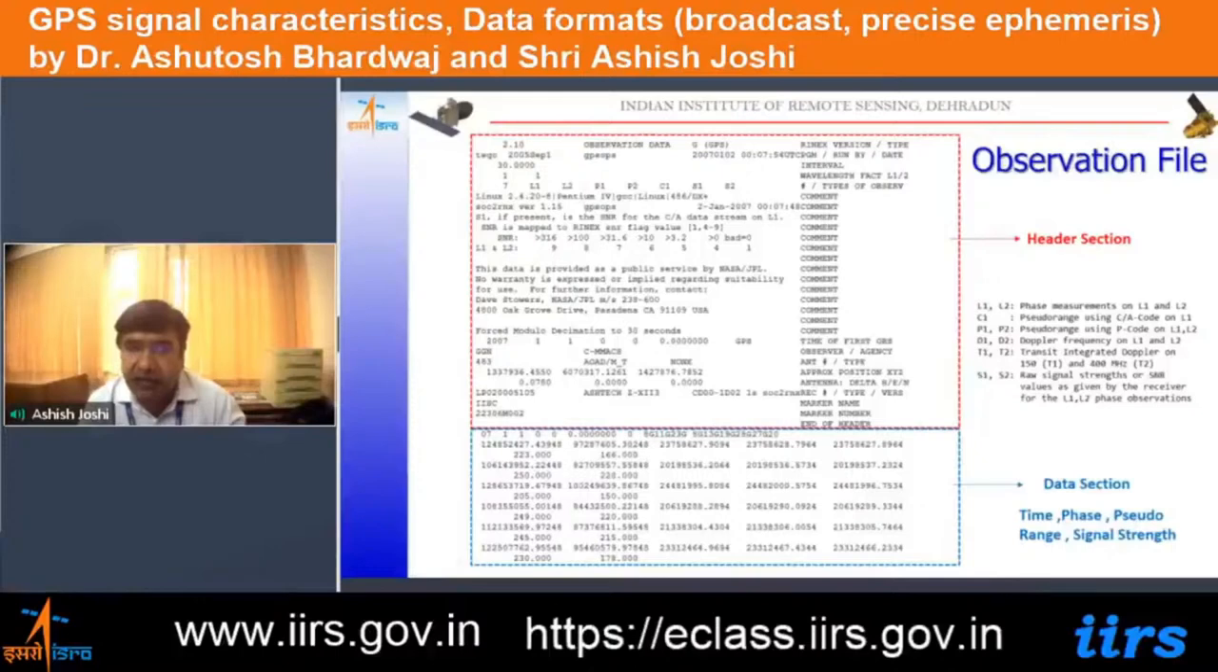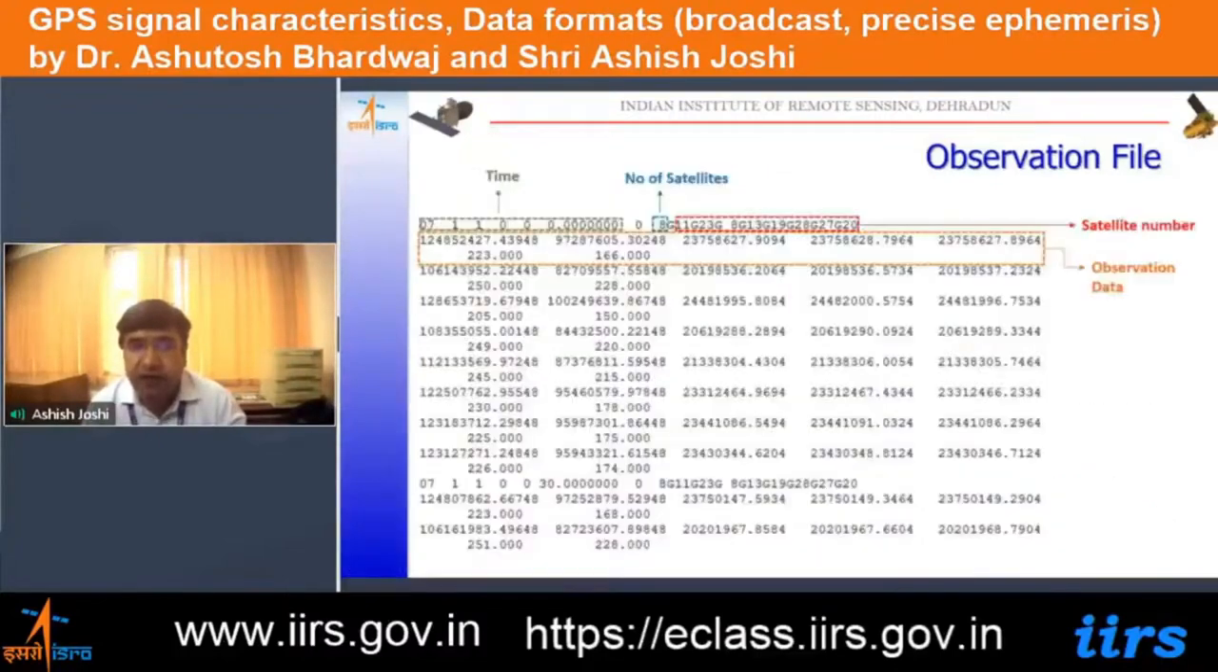So these are the codes, and these are the actual values. These are some of the values: first the L1, L2, then these are the pseudo ranges, and this is S1, S2, the signal strength. This is the data section, and this is the header section. In the header section, we have the observation codes, and in the data section, we have the actual values. This is the ASCII file RINEX format of version 2.10.